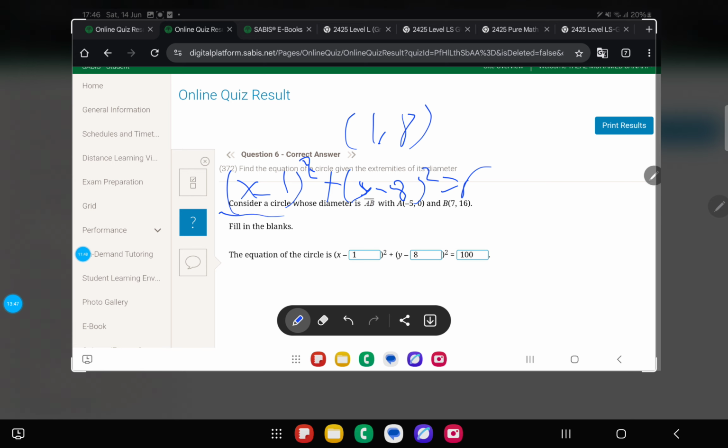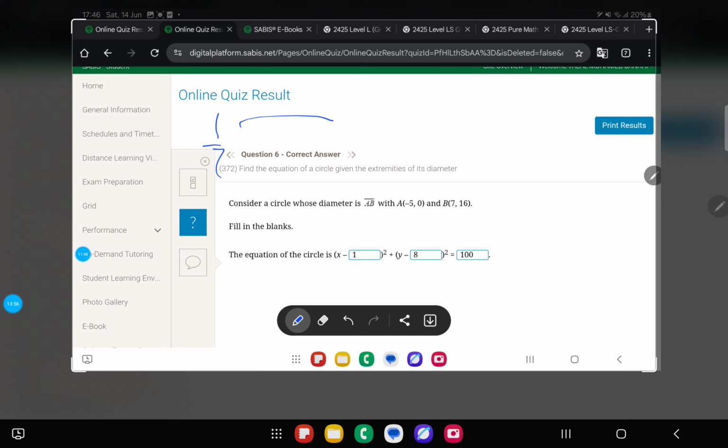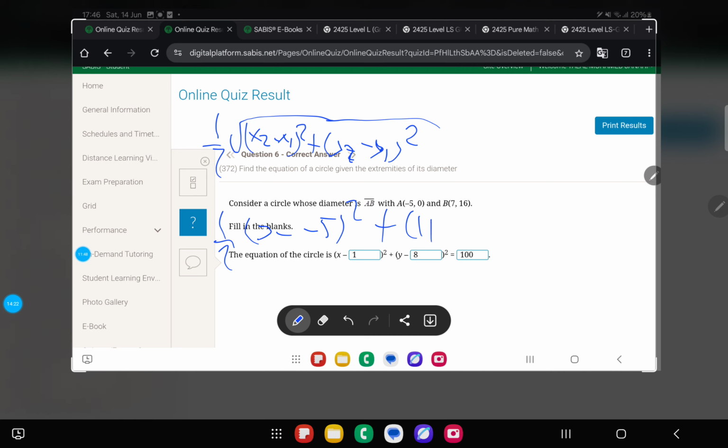So before we found this, right? Now I want to find the radius. There's another rule for radius. It's the same one we did before. r = 1/2 √((x2 − x1)² + (y2 − y1)²). Okay, so you substitute it. You've got x2 as 7 minus x1 as negative 5, squared, plus y2 as 16 minus y1 as 0, squared, all of this in a radical.